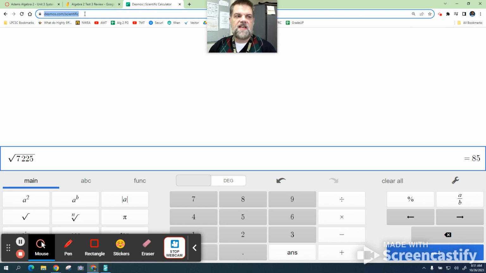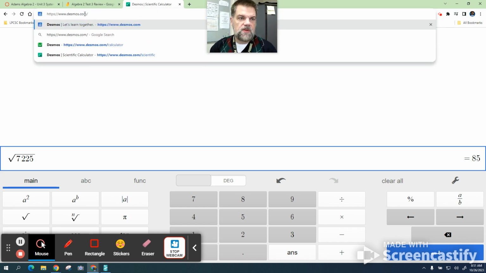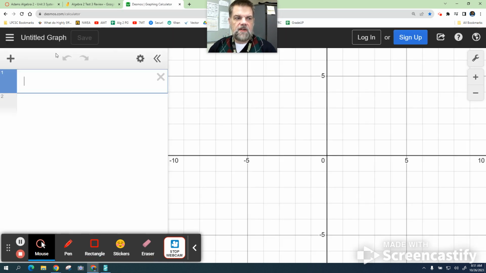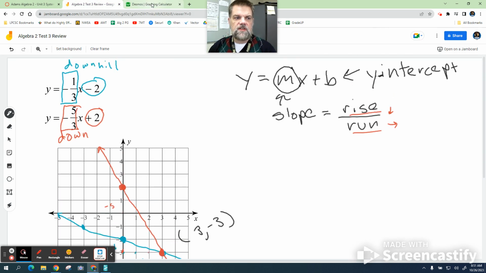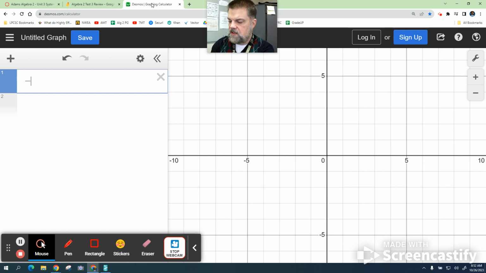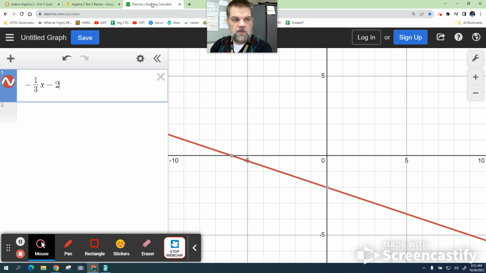All right, I see most of you guys have your Chromebooks out. I'm just going to go to the Desmos calculator. And so what I'm going to do is plug in those two equations. My first one was -1/3 x minus 2. So I'm going to say -1 divided by 3 x minus 2. Now you can put the y equals if you want. Not a bad idea. Okay, that's my line.